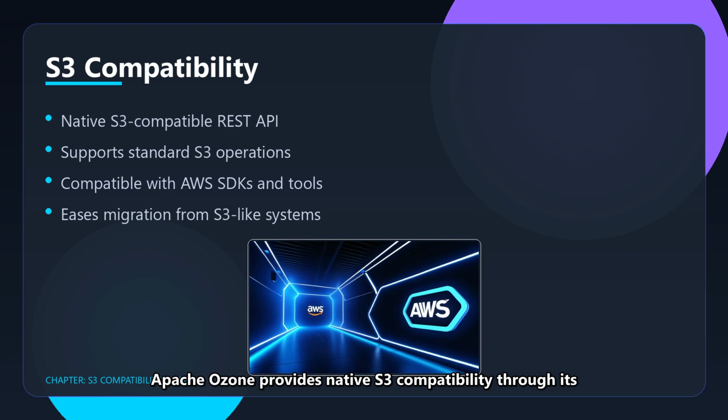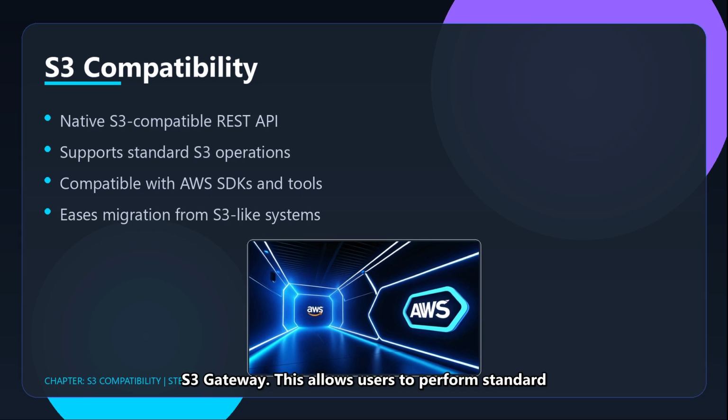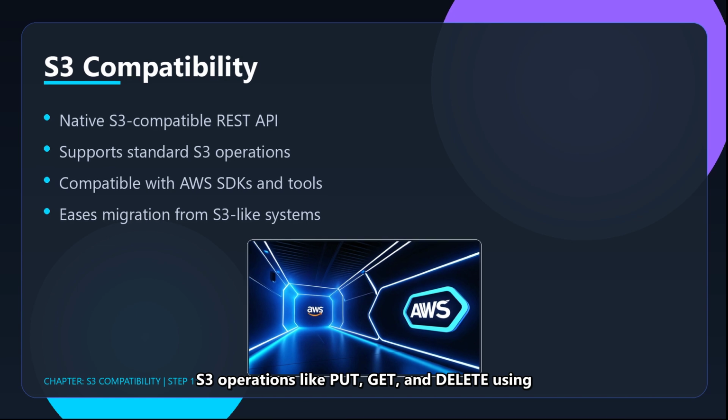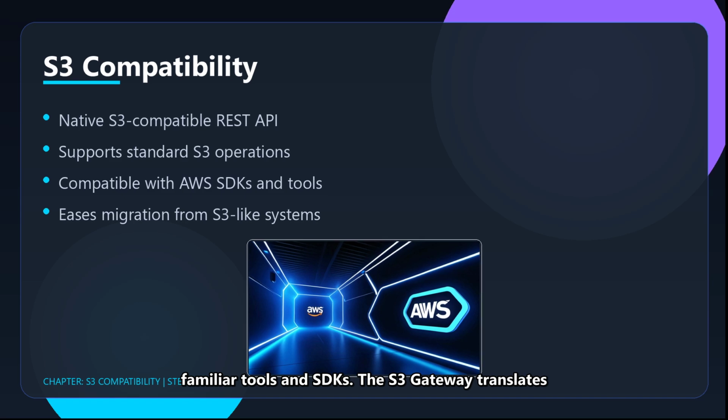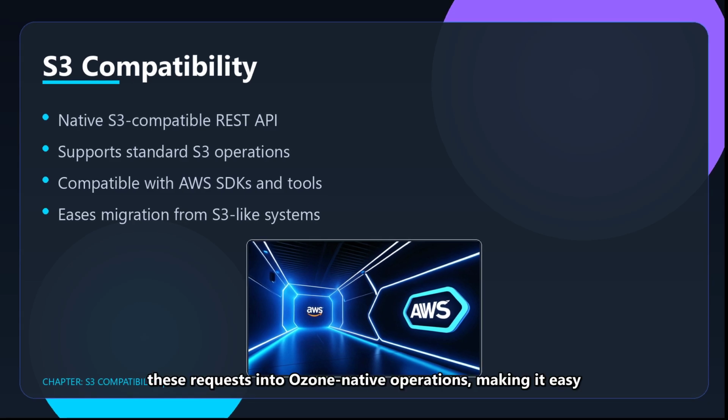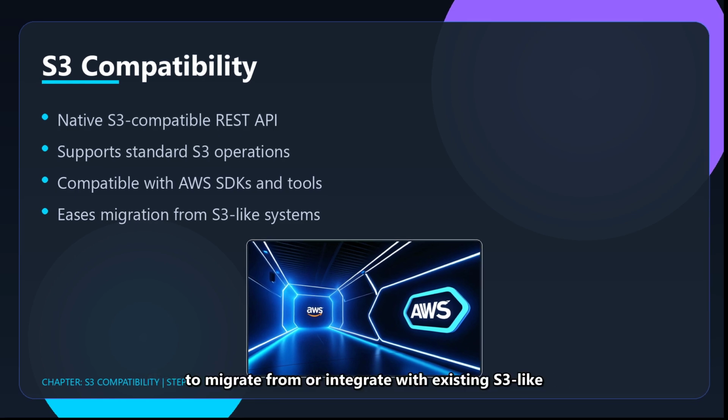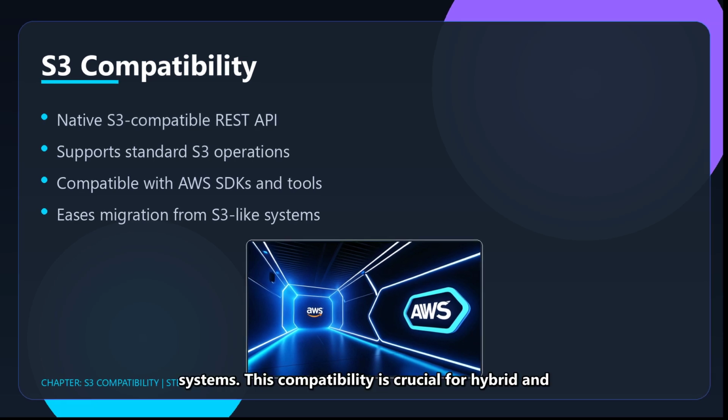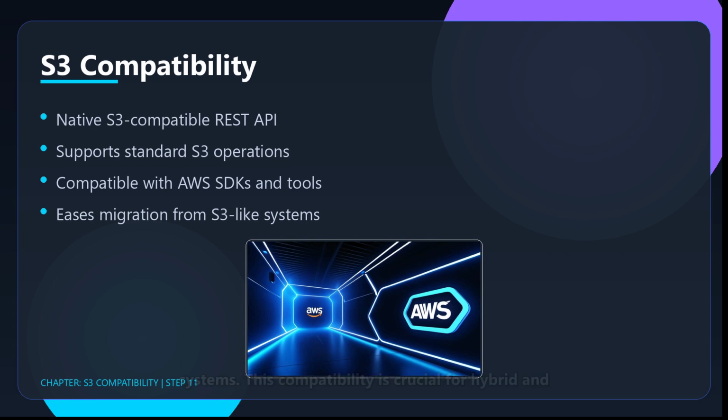Apache Ozone provides native S3 compatibility through its S3 gateway. This allows users to perform standard S3 operations like put, get, and delete using familiar tools and SDKs. The S3 gateway translates these requests into Ozone native operations, making it easy to migrate from or integrate with existing S3-like systems. This compatibility is crucial for hybrid and multi-cloud strategies.